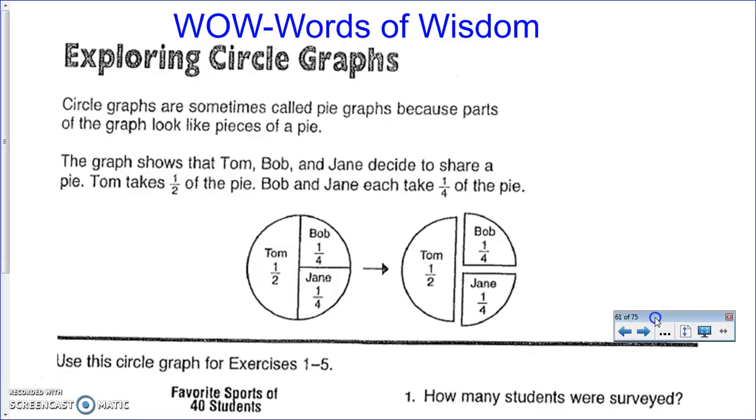Exploring circle graphs. Circle graphs are sometimes called pie graphs or pie charts because parts of the graph look like pieces of a pie. The graph shows that Tom, Bob, and Jane decided to share a pie. Tom takes half of the pie. Bob and Jane each take 1/4 of the pie. So you can see they've broken it up, and each section that the person takes is shown appropriately on the pie graph here. So we've got Tom has half of it, and then Bob and Jane each have 1/4.